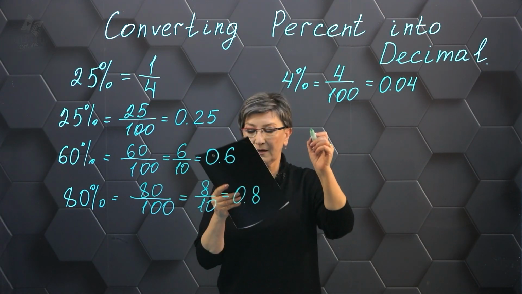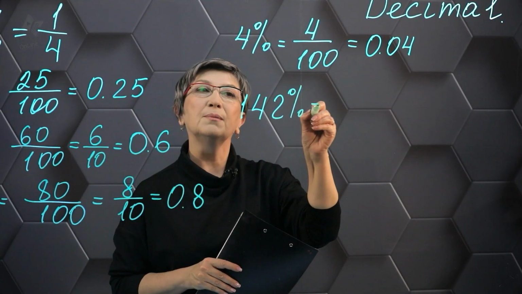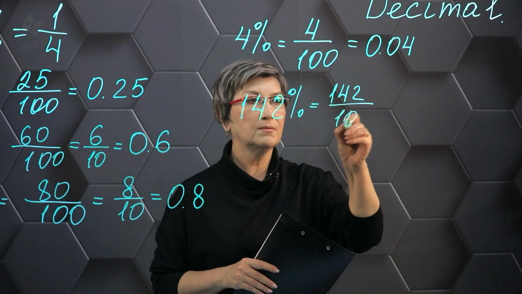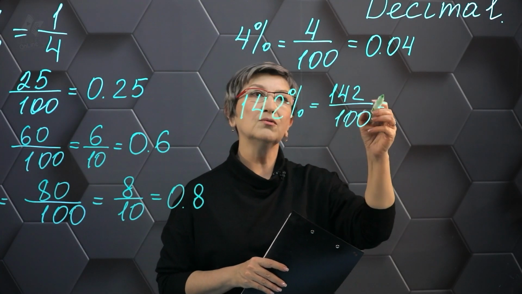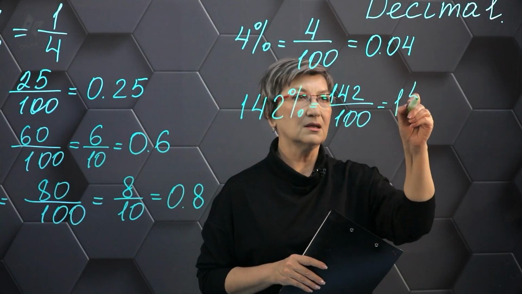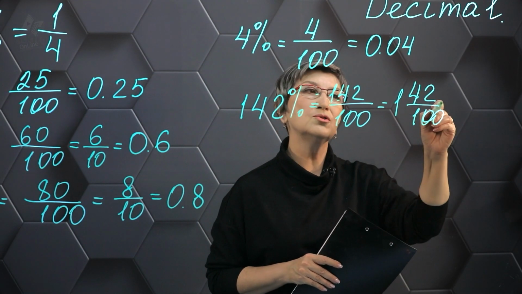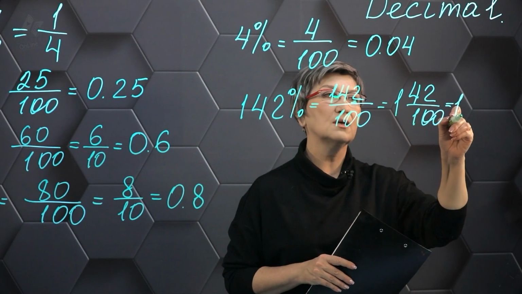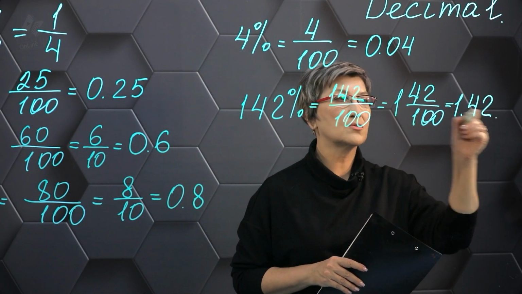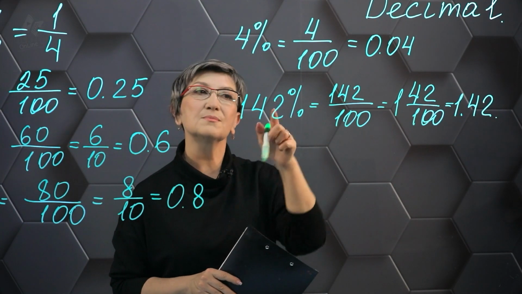And another example, 142%. The rule is that we have to divide 142 by 100. And then I get, let's take the whole part, 1.42. And in this case, it is 1.42. As you can see, we can always write percentages as decimals.